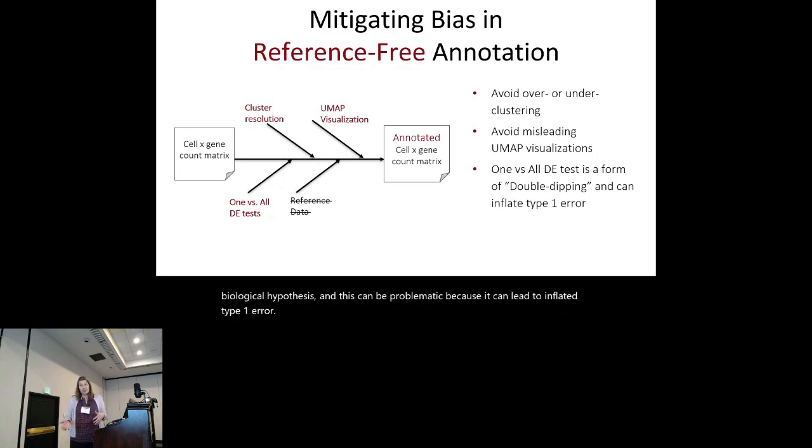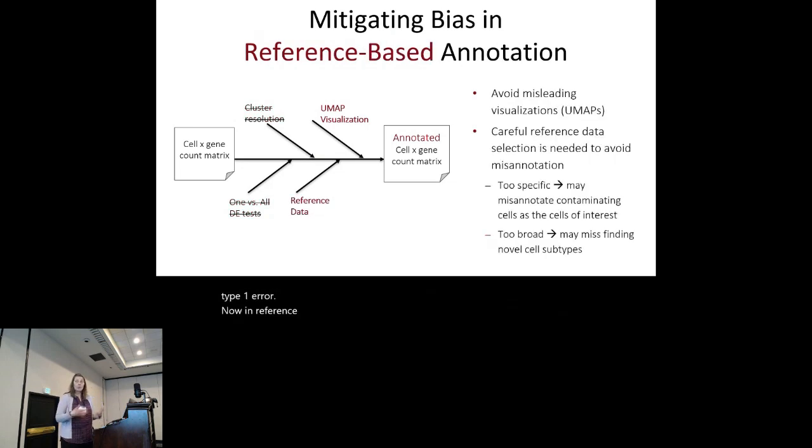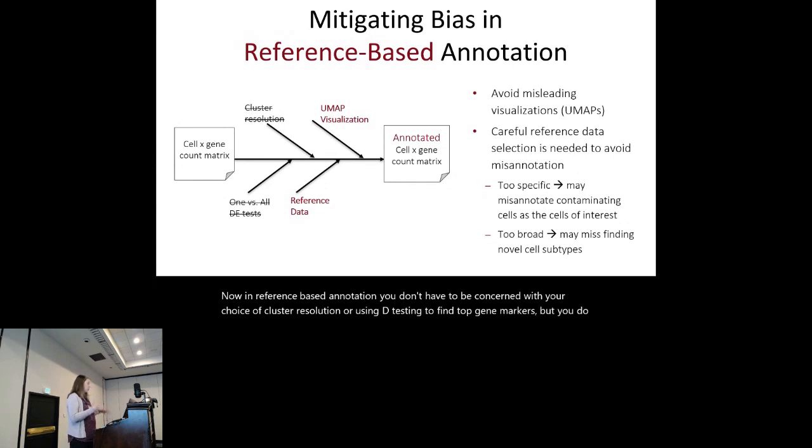Now, in reference-based annotation, you don't have to be concerned with your choice of cluster resolution or using DE testing to find top gene markers, but you do still need to be concerned with overinterpretation of UMAP visualizations, and you have to be careful about your selection of reference data. If you are too specific in terms of the reference data that you choose, you may misannotate contaminating cells as the cells that you're actually interested in. If you're too broad, you may miss finding novel cell types.